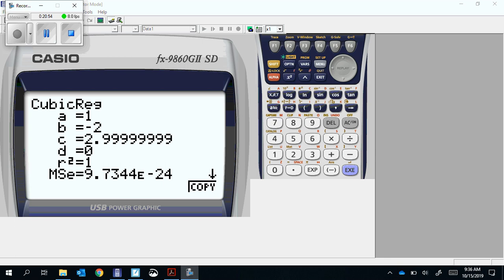So cubic is the one I got showing up there. 1, -2, +3. That matches. So C would be a good answer.